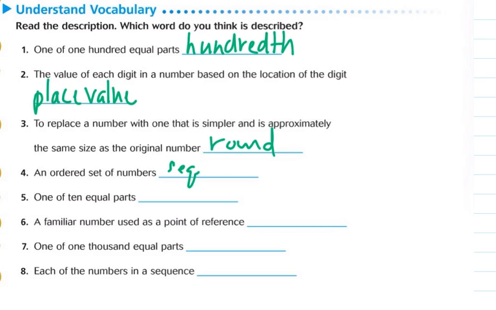4. An ordered set of numbers is a sequence. In our calendar, boys and girls, in the back of our classroom is an example of a sequence. It's a numerical sequence that starts from a small number and goes to a larger number. 5. 1 of 10 equal parts would be a tenth. 6. A familiar number that is used as a point of reference is a benchmark.